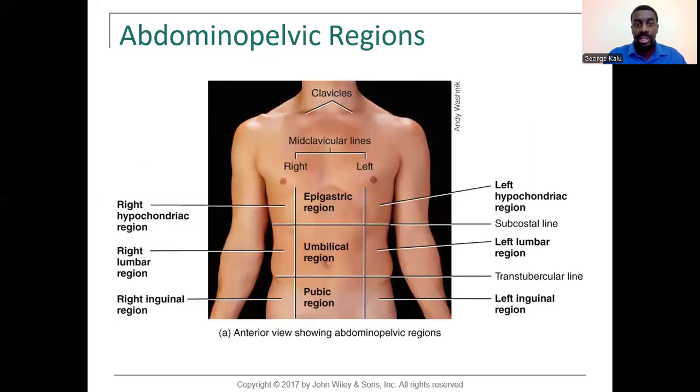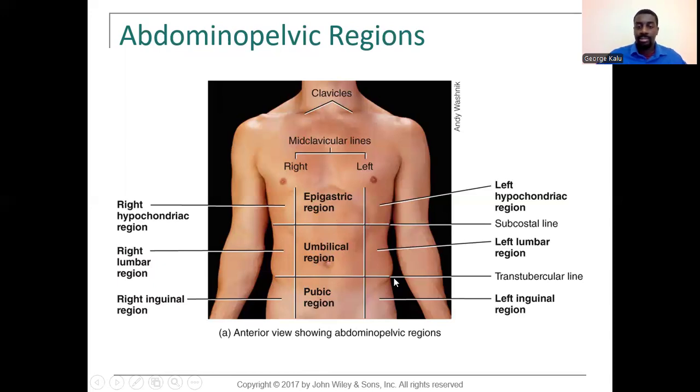So we'll start with looking at abdominal pelvic regions. The abdominal pelvic regions are divided up basically into a tic-tac-toe overlying the abdomen. The first two lines are referred to as midclavicular lines, which means they're going to come down the middle of your clavicles on both sides, just medial to each of the nipples. Then the second two lines are going to be called the subcostal line, which is going to be just underneath the ribs, and then one over the transtubercular line. Again, you don't need to know those names.